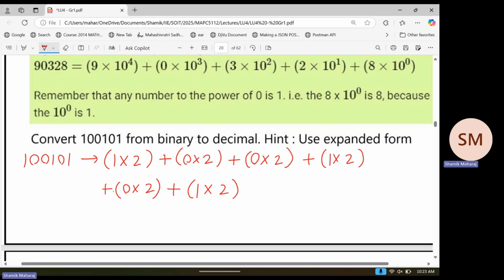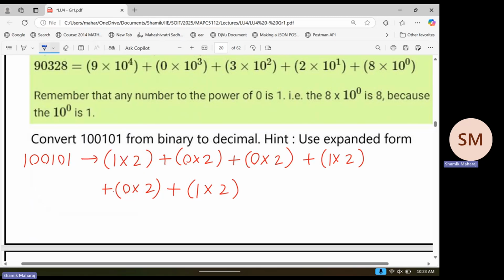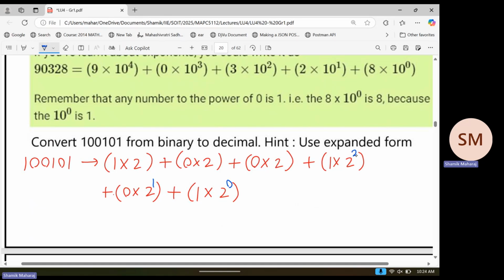Now, the last step, which I should change color for, let's make this blue, is to just list powers starting from 0 here. So this will be 2 to the 0. The next one will be 2 to the 1. Then 2 to the 2, 2 to the 3, 2 to the 4, 2 to the 5. Just start from 0 and go up. Right? 0, 1, 2, 3, 4, 5. Always in order.